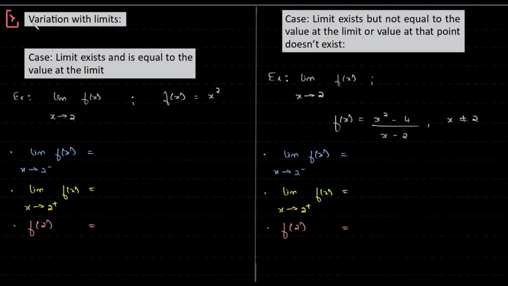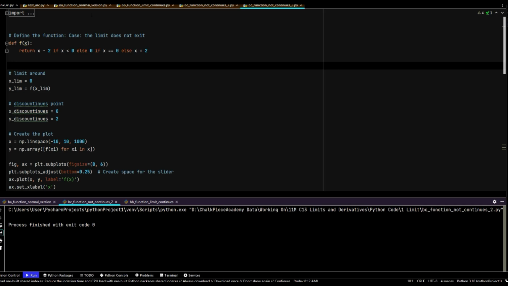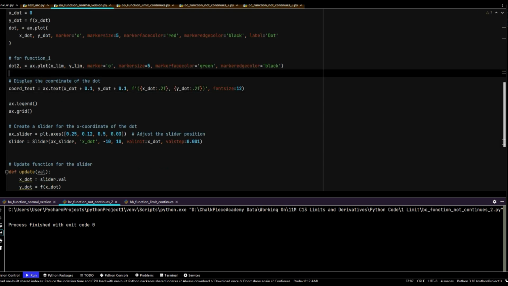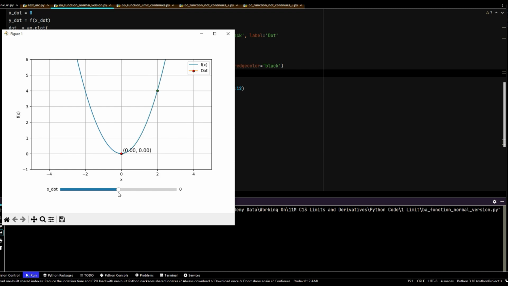There are three variations that we will get exposed to in the syllabus. The first being the limit exists and it's equal to the value of the limit. So we are taking up a function x square and we are approaching the value of 2. So let's do that. With this simulation, let's see what's the closest we can get.